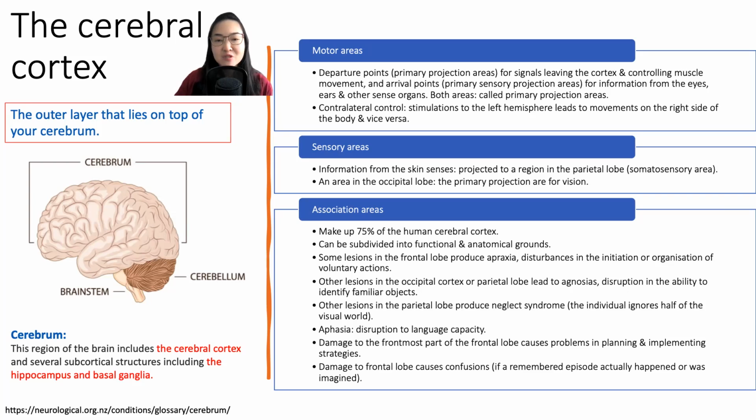Aphasia, disruption to language capacity. Damage to the frontmost part of the frontal lobe causes problems in planning and implementing strategies. Damage to the frontal lobe causes confusion about whether a remembered episode actually happened or was imagined. Remember, the cerebral cortex has motor areas, sensory areas, and association areas.